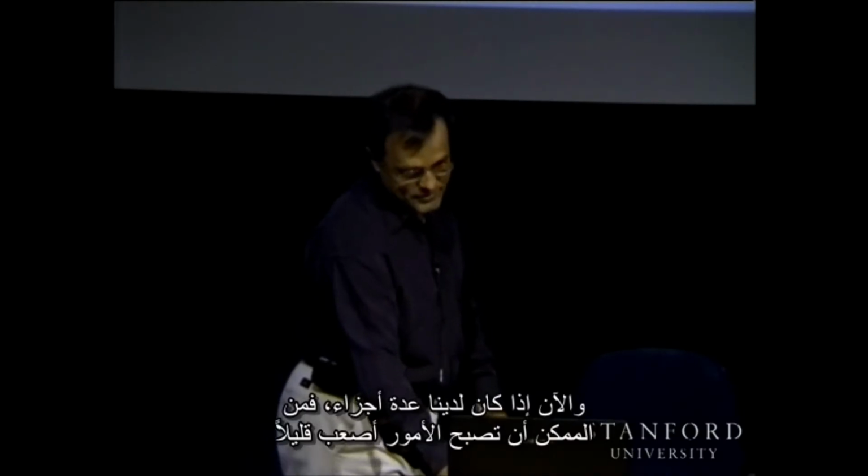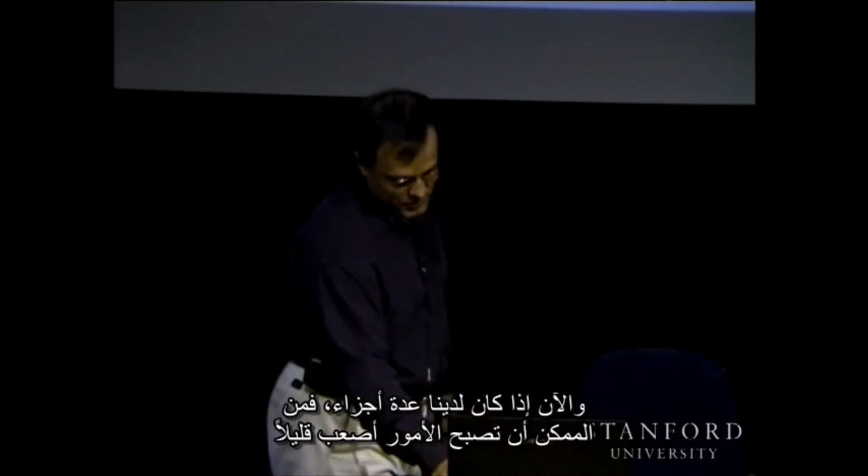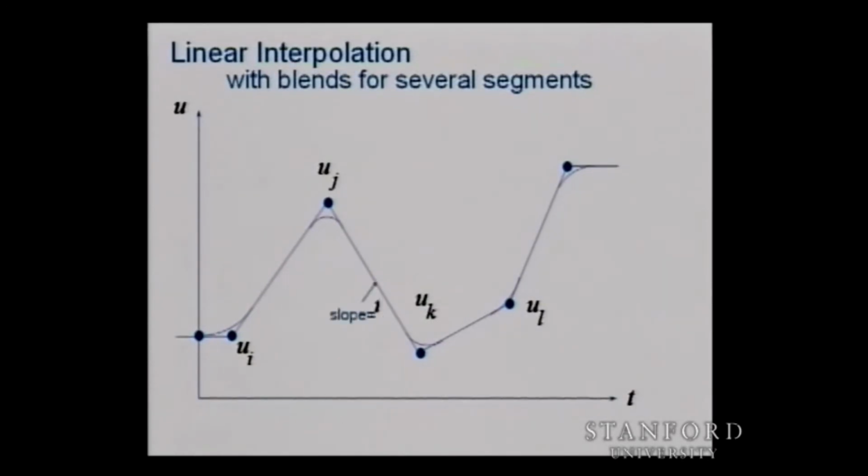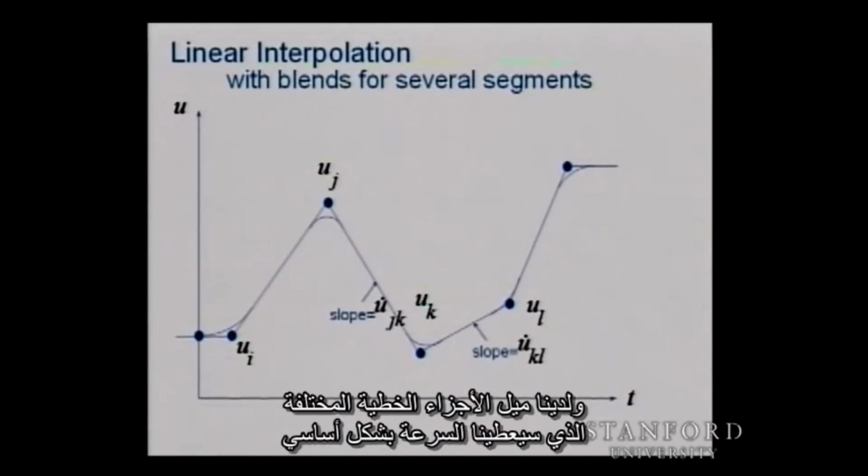That's good. So now if we have several segments, things kind of get a little bit more hairy. Let's say we have the positions of the different points that we want to go through. We have the slope of the different linear blends, of the different linear portions, which will basically give us the velocity.